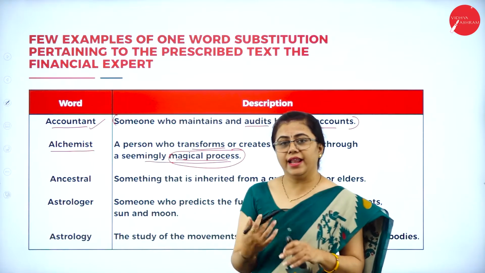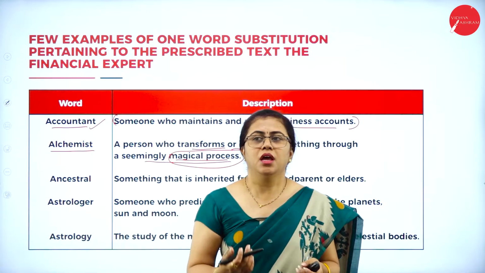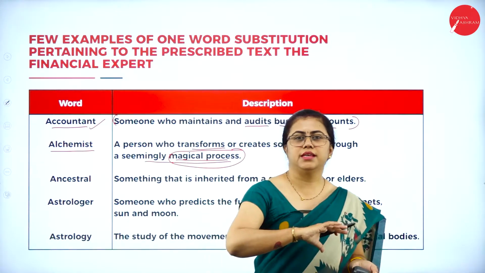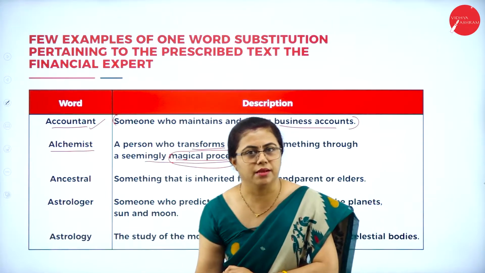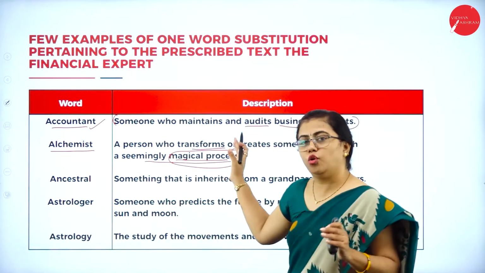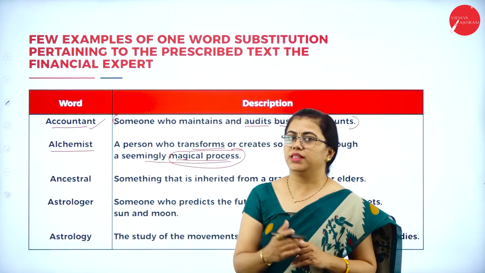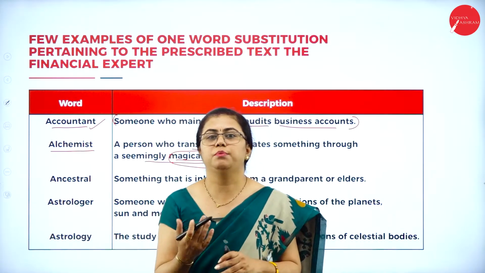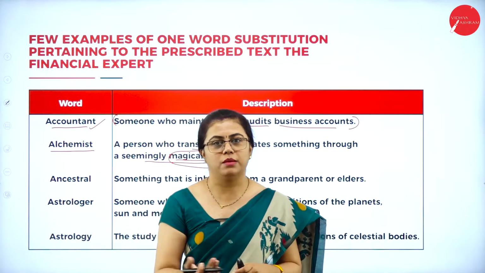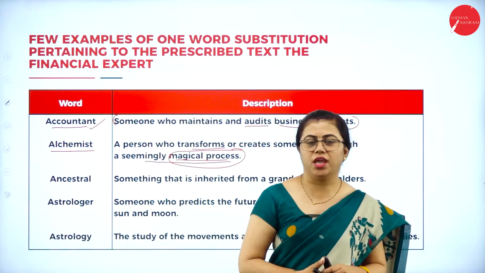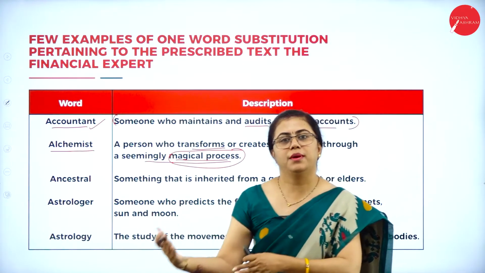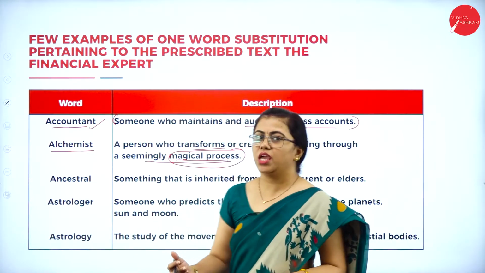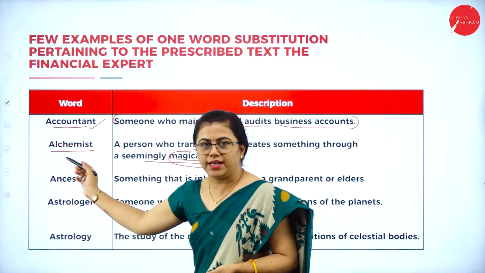But in daily life, you use alchemist for a person who creates something or transforms something. It is not only by magic. Don't take it literally, just read between the lines. Some great transformation must have happened, so the person who has done it can be called an alchemist. You can say Narendra Modi is trying to become an alchemist or something like that.